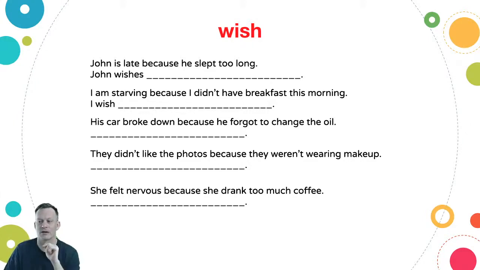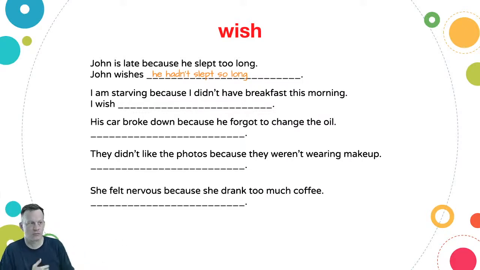Okay, Barbara, thank you. John wishes that he hadn't slept so long or too long, right? He slept too long, so he wishes he hadn't slept so long. So long is tanto. And then too long is demasiado, right? So he wishes he hadn't slept so long because now he's late. If he hadn't slept so long, he wouldn't have been late.